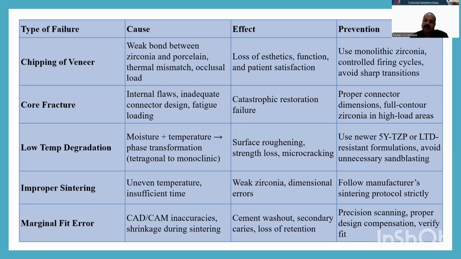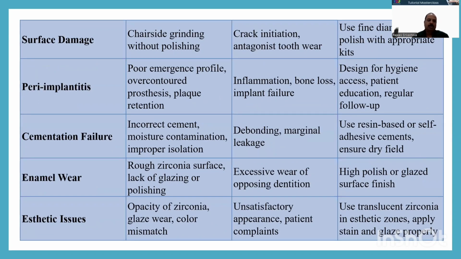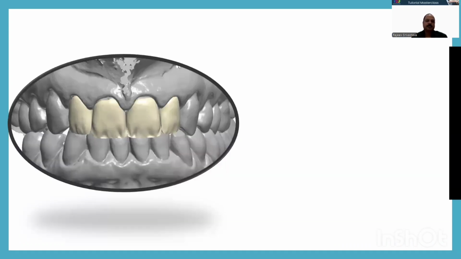In cases where more stresses are present, it is better to use a monolithic zirconia. As you know, layered zirconia has less strength compared to monolithic zirconia. So these are all the different reasons for failure of zirconia. Even implant zirconia crowns have been mentioned here.